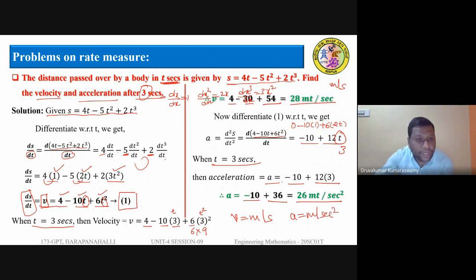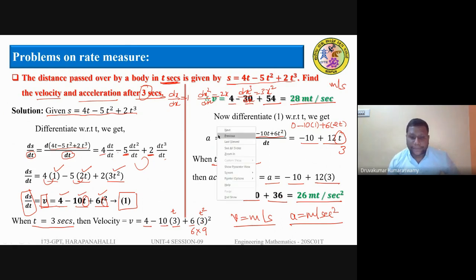When they have given time in seconds, then we have to take velocity in meter per second and acceleration in meter per second square. That is how we have to find velocity and acceleration of a given displacement. Hope you understood. Once again I will repeat the same thing here. I will erase all the things.